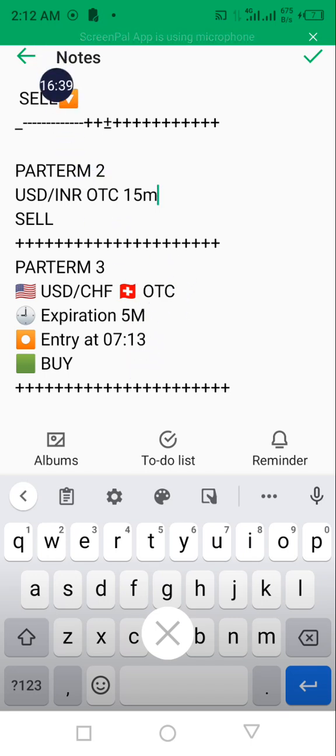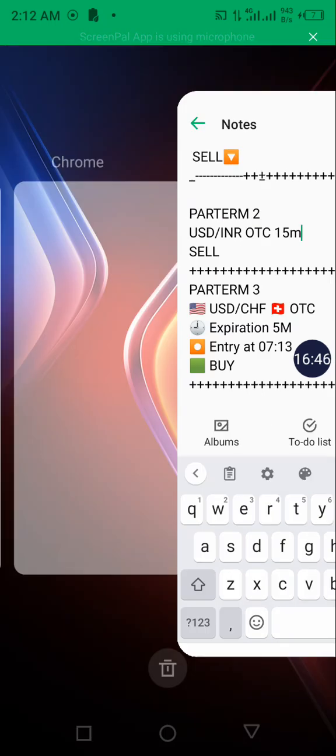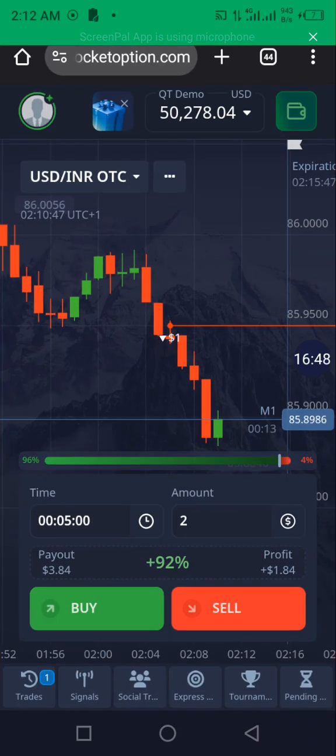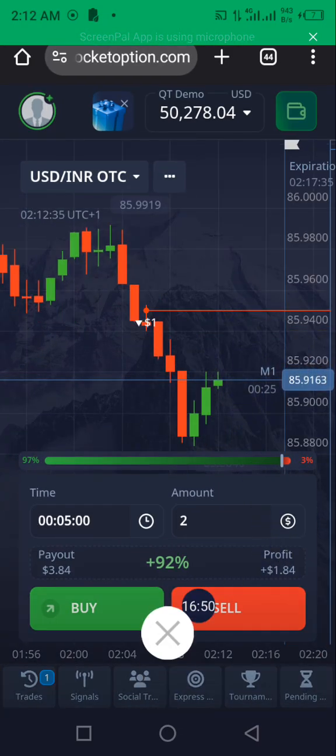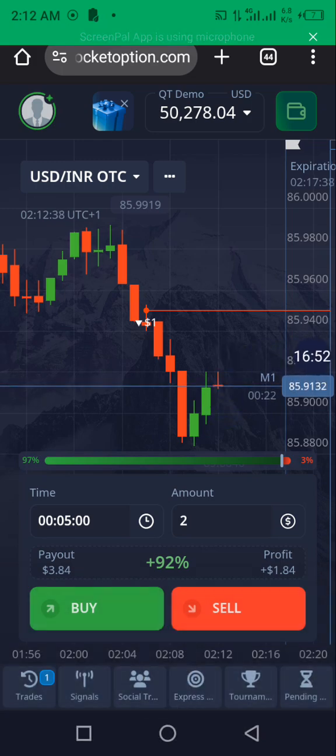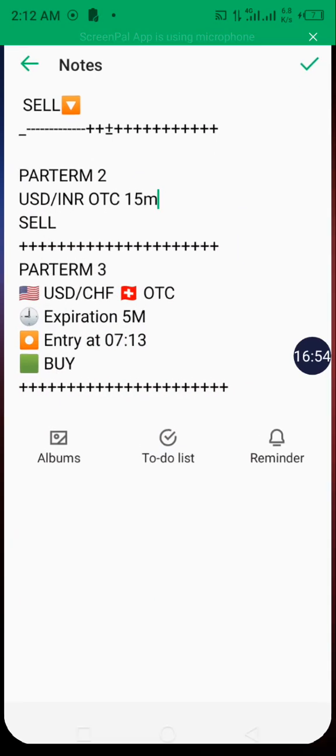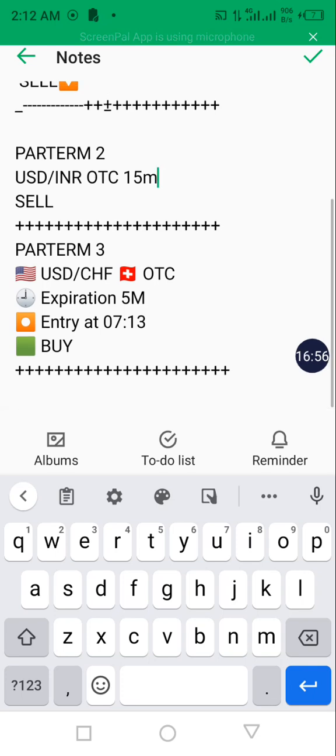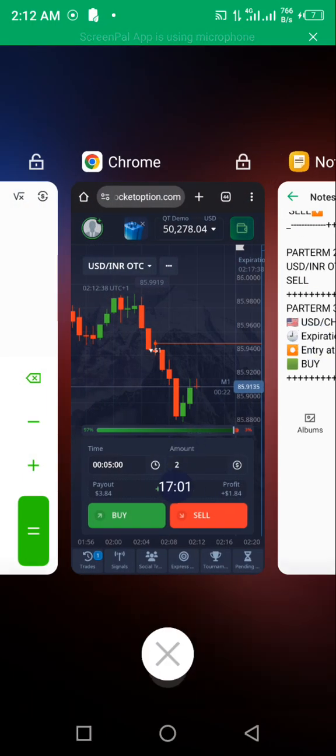Currently my clock is reading 2:12. Immediately that 12 changes to 13, I will come here to the trading interface, to the trading platform, and click on buy. I hope buy is the direction of that trade. Yes, it's buy. That is the green button.